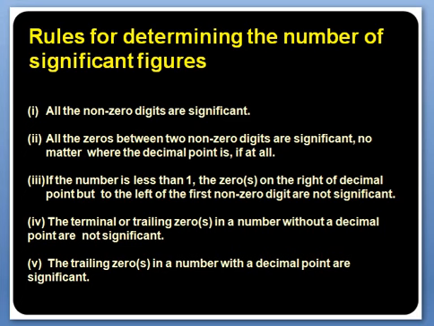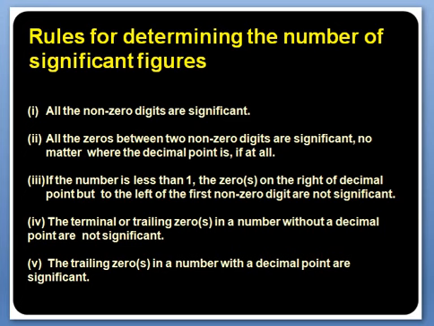Now the second rule: all the zeros between 2 non-zero digits are significant, no matter where the decimal point is. Suppose 205, the 0 comes between 2 and 5, so 0 is also included in significant figures. In 205 centimeter, the significant figures are 3. You have to count the 0, because the 0 in 205 comes between 2 and 5, which are non-zero. That is why the significant figures in 205 centimeter are 3.